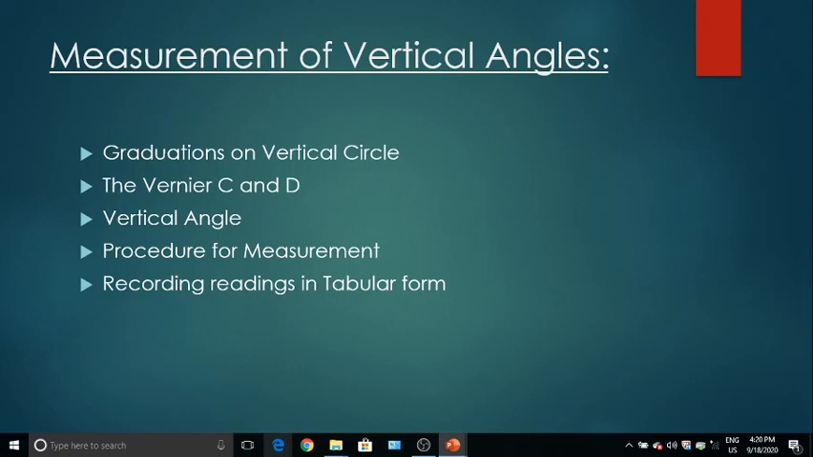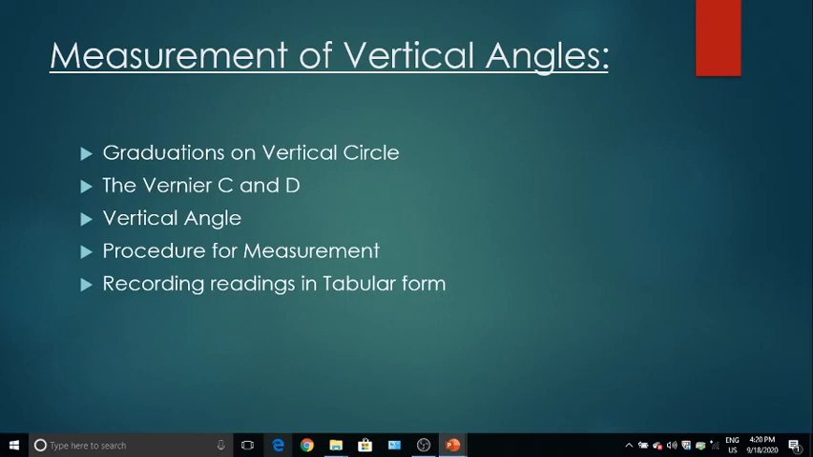Vertical angle is the angle which the inclined line of sight to an object makes with the horizontal. It may be an angle of elevation or an angle of depression, depending upon whether the object is above or below the horizontal plane passing through the trunnion axis of the instrument. Okay, now to measure the vertical angle, the instrument should be leveled with reference to the altitude bubble.